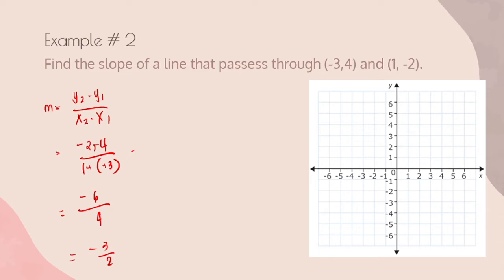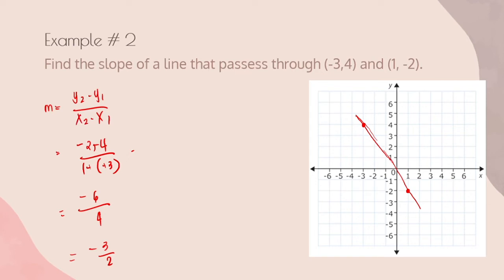So how are we going to graph this one? So first we locate -3, 4. -3, positive 4, it's somewhere here. And we have 1, -2. 1, -2, so it's somewhere here. So let's connect the points. All right, so there you are.